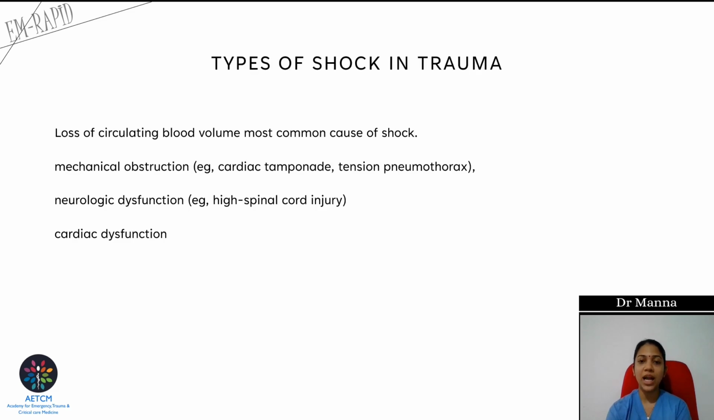So I'll just go through the types of shock in trauma. Because of blood loss, there will be hypovolemic shock. And because of some mechanical obstruction, there can be obstructive shock, like in cardiac tamponade and tension pneumothorax. Because of any high spinal cord injuries, there can be neurogenic shock. And because of direct injury to the heart, there can be cardiogenic shock also in trauma.